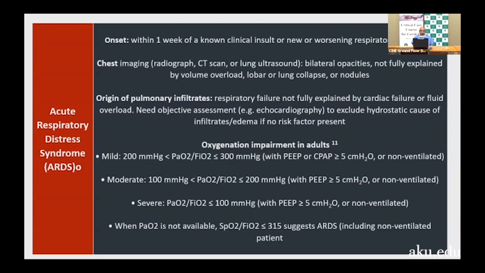The last line is important. Those who have no blood gas facility may see the SpO2, and they may calculate the SpO2/FiO2 ratio. If this is less than 315, it may suggest, I'm not saying it's a conclusive test, but it may suggest that the patient has severe ARDS if it follows the above criteria as well.